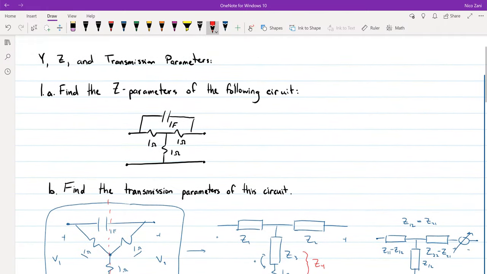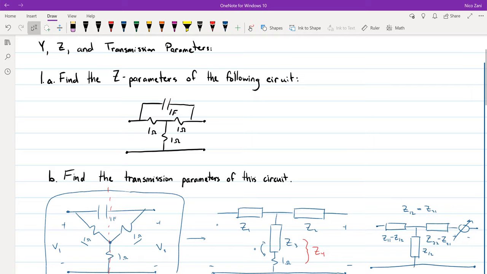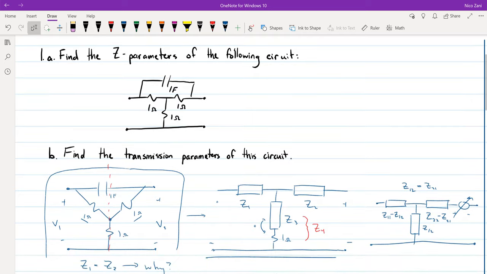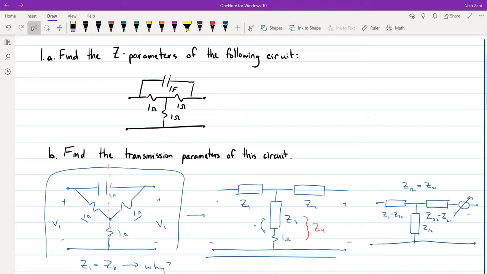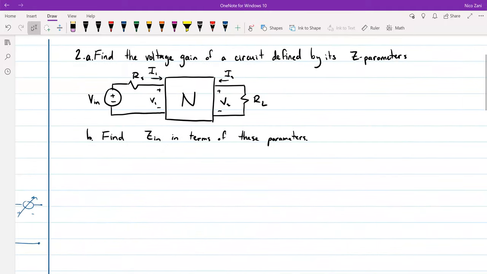All right, that is the first question on YZ and transmission parameters. Any questions about this in general? I'll take that as a no and move on to the next question.